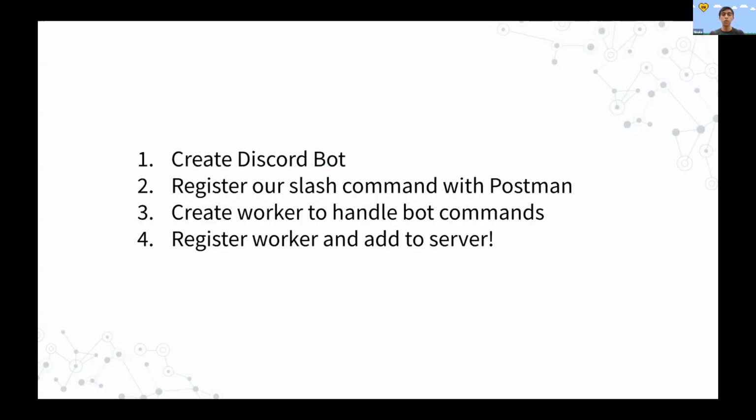So here are the four things that we're going to be doing. First, we're going to go to the Discord website and register our bot. Then we're going to register our / command with Discord using Postman. So we're going to use Postman to send a request to Discord and say, hey, this is what my / command is going to look like. Then we're going to create our API that handles those bot commands. And then we're going to register that with Discord, add it to a server, and actually try it out. So let's get started.